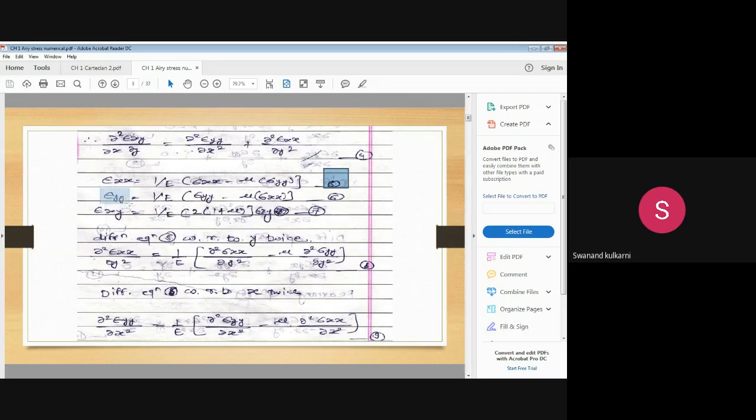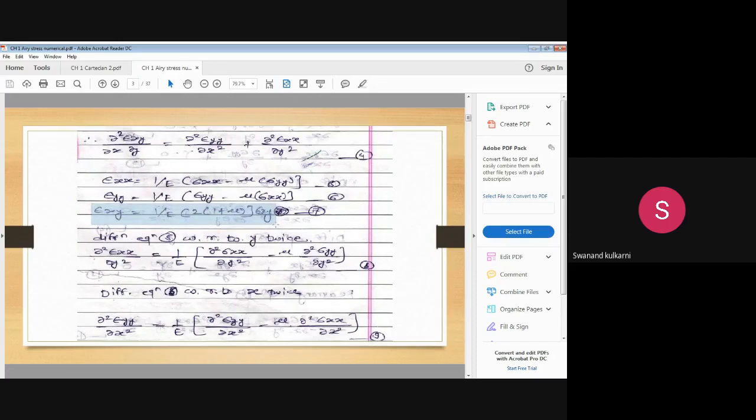Now the similar concept is for epsilon yy. You will come to know why this particular term has been written like this. Epsilon yy is the strain along the y-axis, and that will also be equal to sigma yy upon capital E minus mu into sigma xx upon capital E. Is it okay? This will be represented by equation 6.